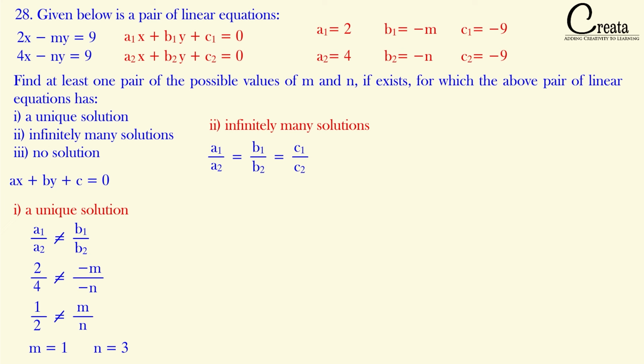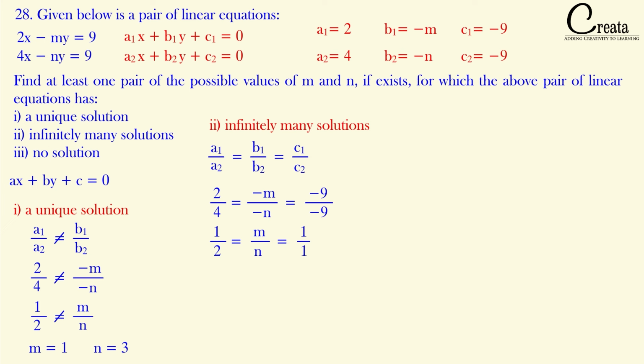We know a1, a2, b1, b2, c1 and c2. Let's put the values. We got 2 upon 4 is equal to minus m upon minus n is equal to minus 9 upon minus 9. Let's solve it. Minus minus will cancel out. 2 upon 4 will be 1 by 2. So here we got 1 upon 2 is equal to m upon n is equal to 1 upon 1.